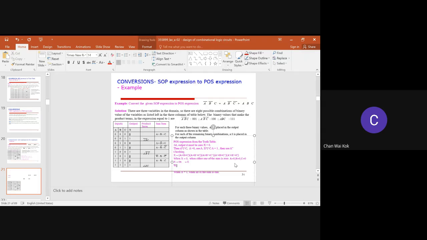Let's say when a equals 0, b equals 0, c equals 1. Let's check. X equals what? 0 plus 0 plus 1. Then here is 0 plus 1 plus 1. And here is 0 plus 1 plus 0. Then here is 1 plus 0 plus 0. Then here is 1 plus 0 plus 1 plus 0. So it equals 1. So when x equals 1, what happened? All the sums must be 1.